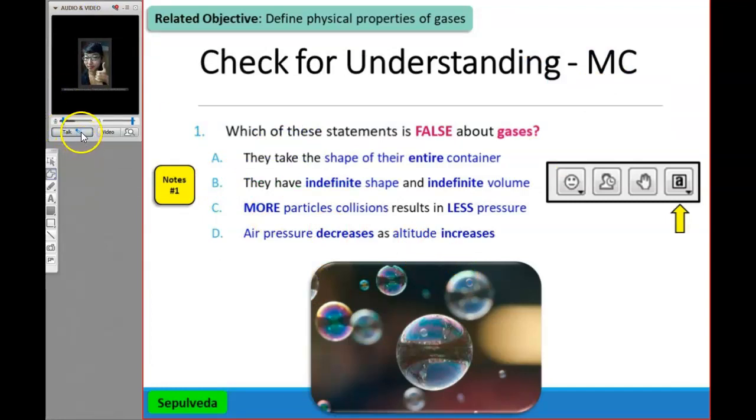So let's jump back over here, and let's make sure we really understand the properties of gases. Let's look at our check for understanding. Number one, I'm going to switch your polling tools to A, B, C, and D. There you go. Which of these statements is false about gases? Use your polling tools. Is it A, they take the shape of their entire container? Is it B, they have indefinite shape and indefinite volume? Is it C, more particle collisions result in less pressure? Or D, air pressure decreases as altitude increases? Remember, we're looking for false. What is the false statement about gases?